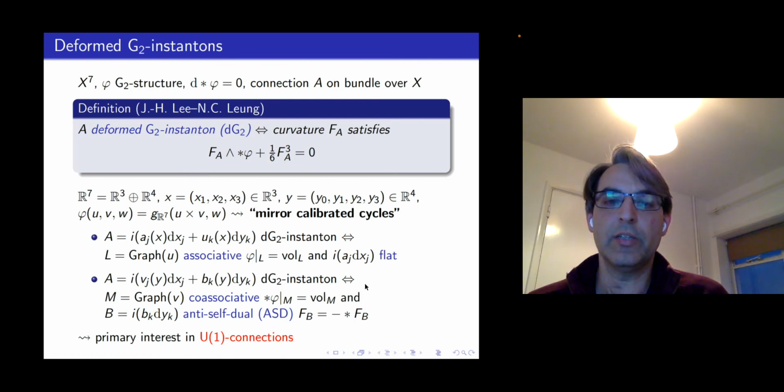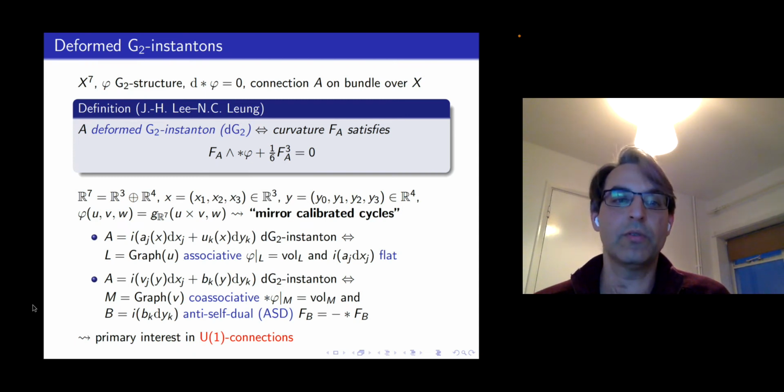And so they form a natural object to study in G2 geometry, and therefore compel us to study DG2 instantons. But we've seen in both cases that we've been talking about U1 connections. So here and here, they're U1 connections. And so our primary interest, and in fact what we will talk about for the rest of this sequence of talks, is just U1 connections.